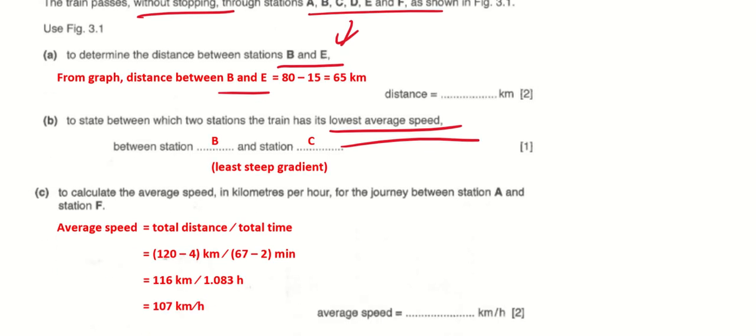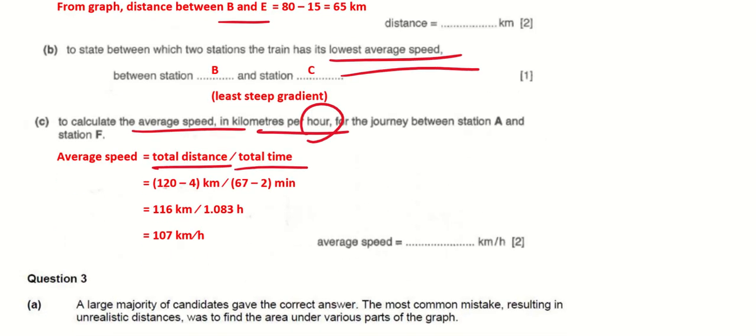After that, calculate average speed. Average speed must be total distance over total time. They say in km per hour. So anyone who didn't change it to hours will have gotten the answer wrong. So it will be 107 km per hour. Please mark and give yourself the marks.